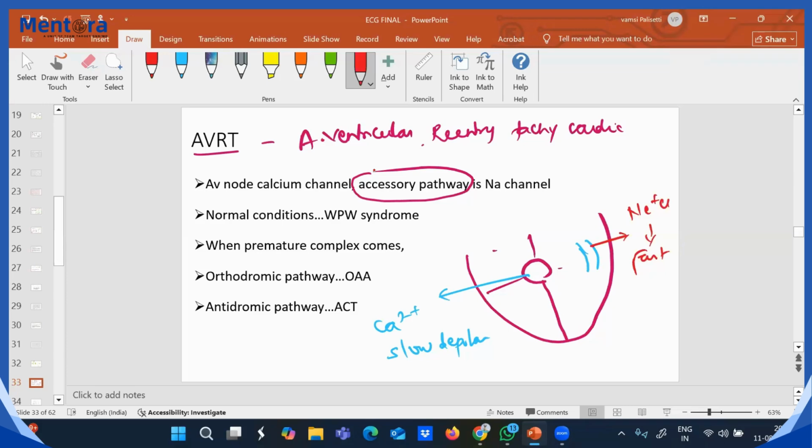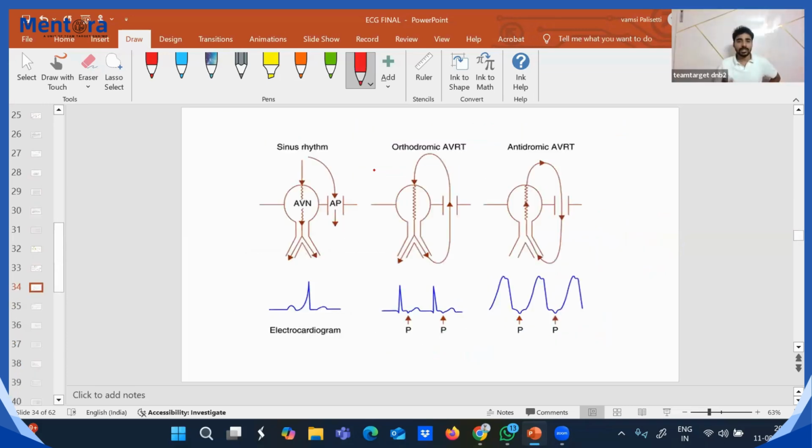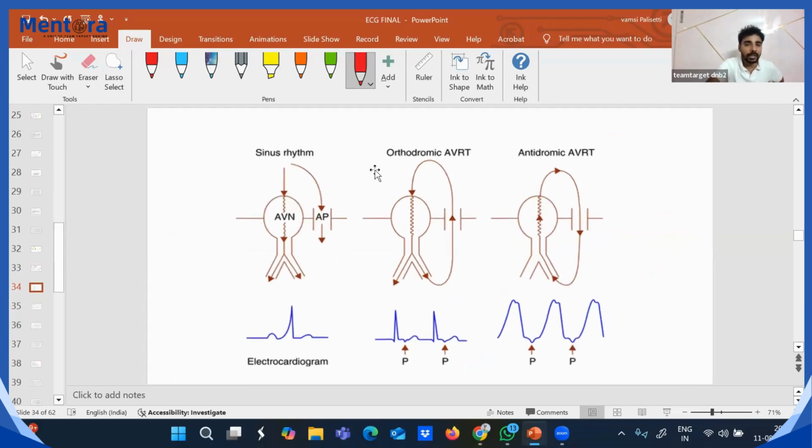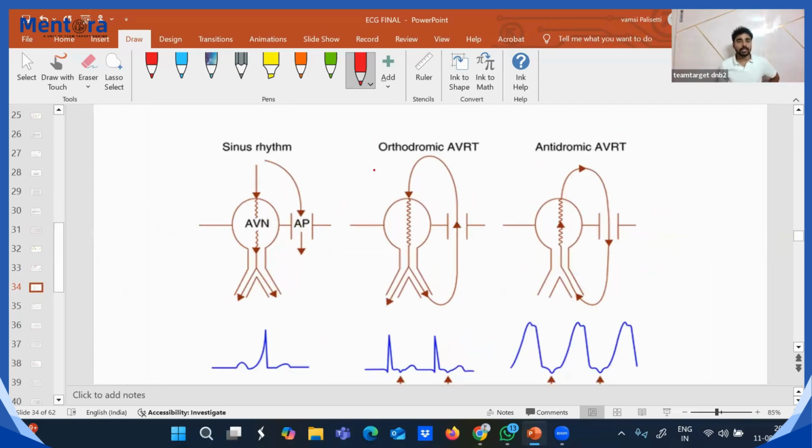Yes, sir. So let us go to this image. Just see this image properly. This is your atria, this is your ventricle, this is the AV node, and this is called the accessory pathway. So two pathways are there. This patient has Wolff-Parkinson-White syndrome because there is an accessory connection between the atria and ventricle apart from the AV node. In normal circumstances, what will happen to this person?